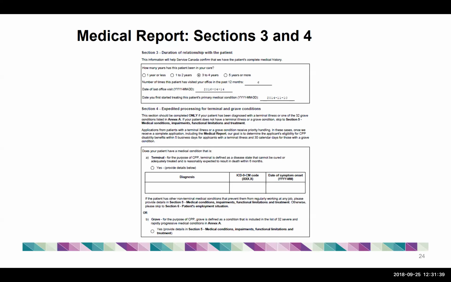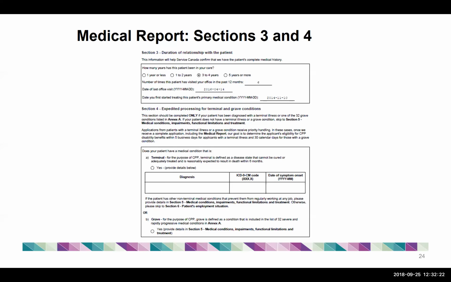And as I mentioned earlier, we have now established a more concrete definition for terminal. So terminal is defined as a disease state that cannot be cured or adequately treated and is reasonably expected to result in death within 6 months. Now, we realize you don't have a crystal ball. And if you're not sure if it's 6 months or 8 months, you can err on the side of the client and put 6 months. But if realistically the person is not going to die for another 2 or 3 years, we don't want you using this indicator, because this person doesn't need to have their application processed within 5 days. They can go through the grave stream or through the regular stream, because death isn't imminent.